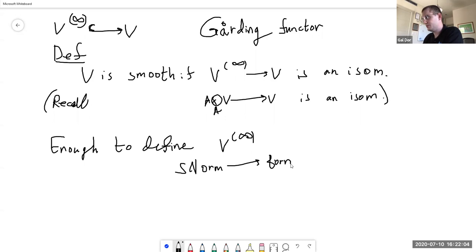And then I can just say that if V is a colimit, generated by some collection of seminormed spaces, then I can say that the Garding space of V is the colimit of the Garding spaces.